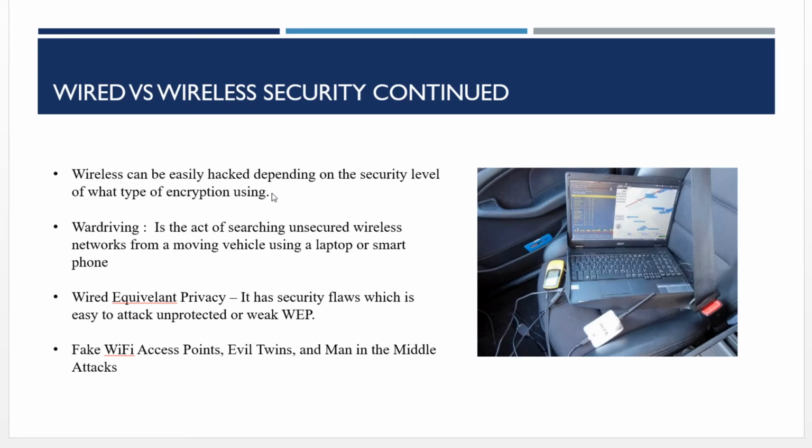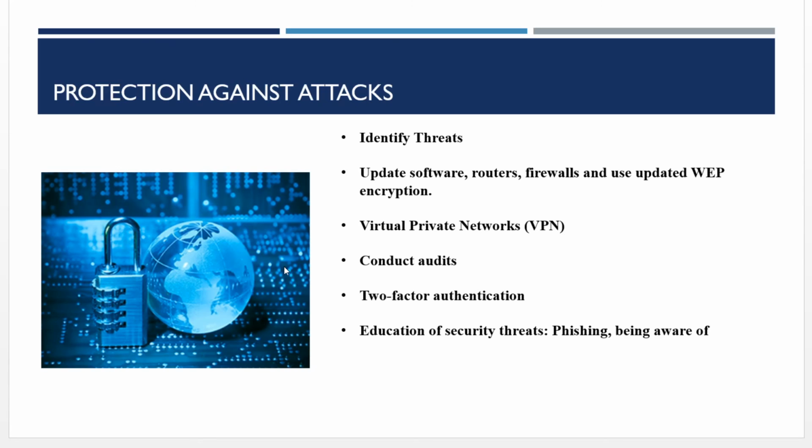Wired equivalent privacy has security flaws, which is easy to attack, unprotected, or weak. Sometimes you'll have fake Wi-Fi access points where unsuspecting users will go on and fill out their information, and then wham, the hacker has all your credentials. Protection against these attacks is to identify the threats, update the software, routers, and firewalls, and use updated web encryption. You would also want to use virtual private networks, conduct audits, use two-factor authentication, and educate about security threats, phishing, and being aware of all the dangers that are out there.